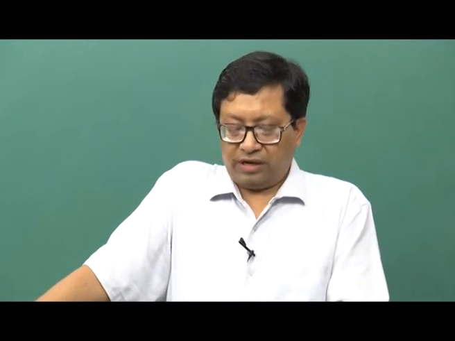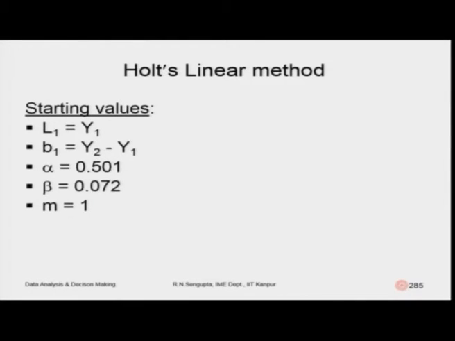So, again, the Holt linear method with L1 and Y1 given as fixed, which is the 37 value which you took. We consider the difference B1 as the initial trend, because there would be a trend and fluctuations. So, we consider the difference of Y2 and Y1, and alpha and beta are given arbitrarily. I am considering 0.501 and 0.072, and in m we are considering the time period as 1. It can be time period 2, 3, 4, whatever it is, and based on that we can do the calculation.